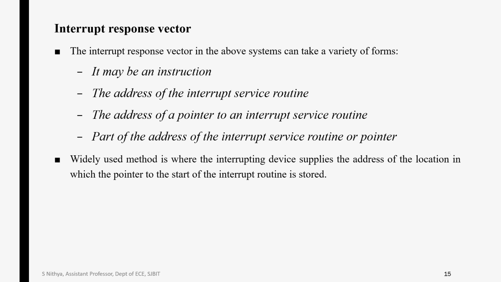The interrupt response vector is a feature that can take a variety of forms. It may be an instruction, the address of the interrupt service routine, a pointer to the interrupt service routine, or part of the address of the interrupt service routine or a pointer. The widely used one here is that the interrupting device supplies the address of a memory location in which the pointer to the start of the interrupt routine is stored.